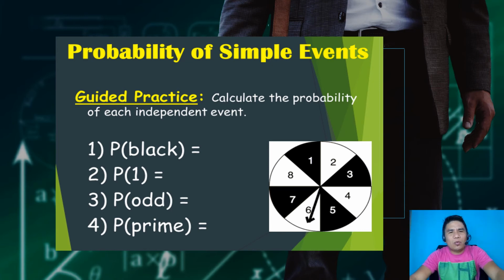Number 1, what is the probability that it would be a black? The probability: you have 4 blacks out of 8. So it's 4 over 8. Therefore, you're going to reduce that. That's 1/2, or in percentage, that's 50%. And for number 2, what is the probability that it would be a 1? There's only one 1 here. So it's 1 over 8.